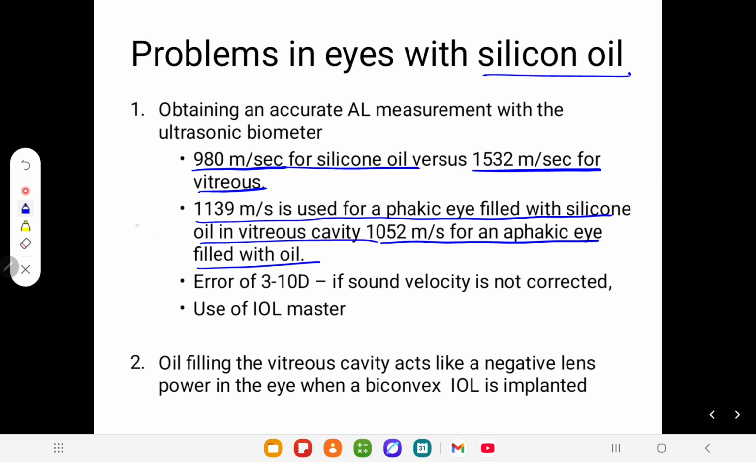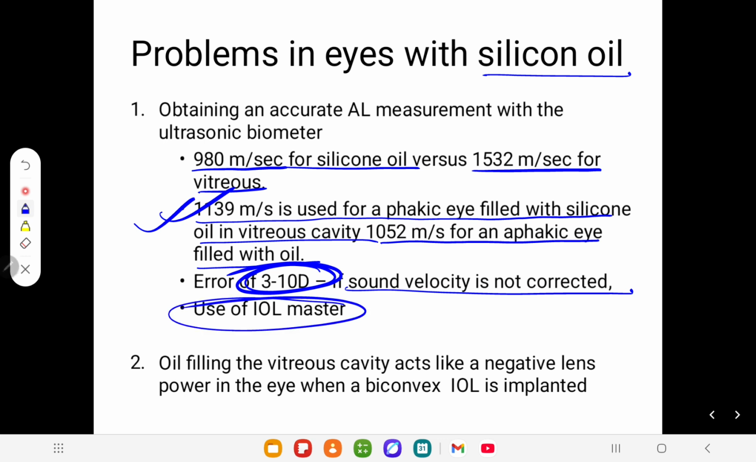So that's why we have to go to settings and change the speed. If the sound velocity is not correct, then what could happen? Then there is an error, and it's a very huge error, isn't it? A 3 to 10 diopter error. Another good way to measure whenever I use silicon oil is with the immersion technique.